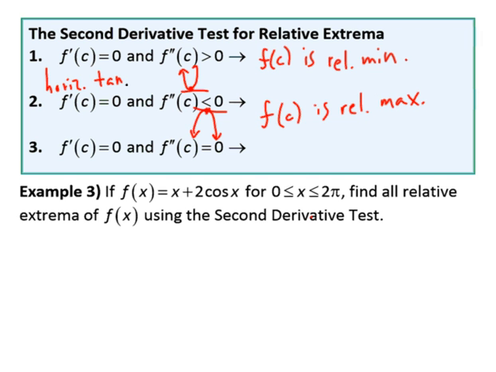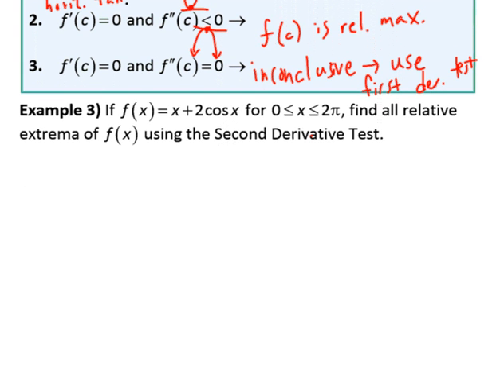And then if f prime is 0 and f double prime is 0, that's actually inconclusive. It could be a relative min or max, but we can't tell because there's no change in concavity there. So it's inconclusive, and if we're inconclusive, then either we're going to have to stop there, or if we can, we're going to use the first derivative test. Okay, so let's look at example 3 and use the second derivative test.